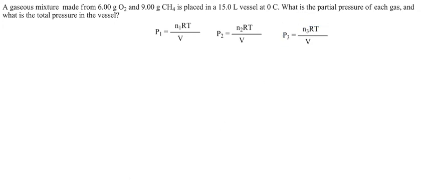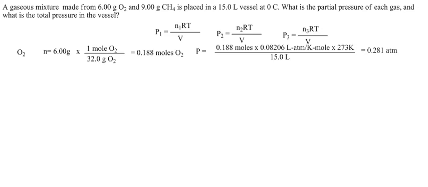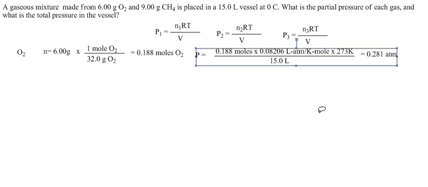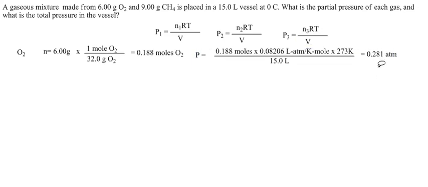Well, we only have 2 this time. One of them is oxygen. As we said, we have 6 grams of oxygen. We convert that to the number of moles, and that tells us that we have this many moles of oxygen. We can fill that into the ideal gas law and find that that gives us a partial pressure of 0.281 atmospheres for oxygen.